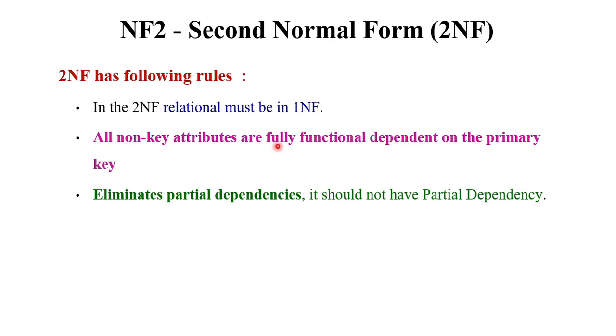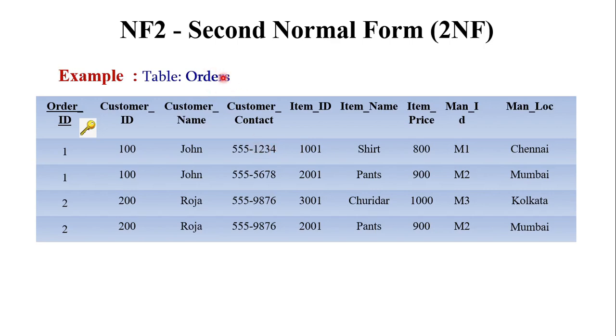Let's see the example. Consider this table, the table name is order, which has these many attributes. The first column is the primary key. As I told already, same example. Here the customer name and the contact number are partially dependent on the primary key, and similarly customer ID also. Customer ID, customer name, and customer contact number, these three columns, are partially dependent on the order ID.